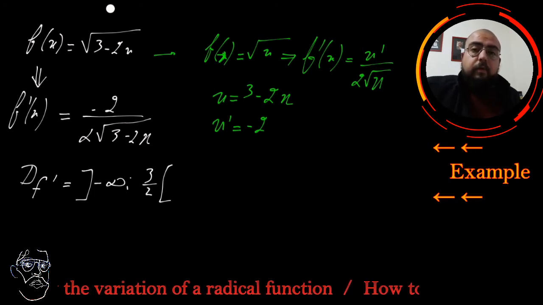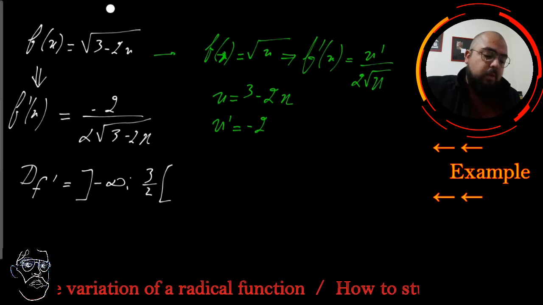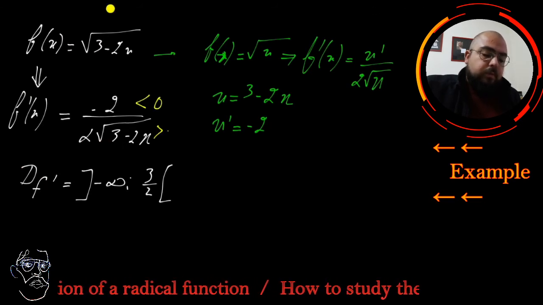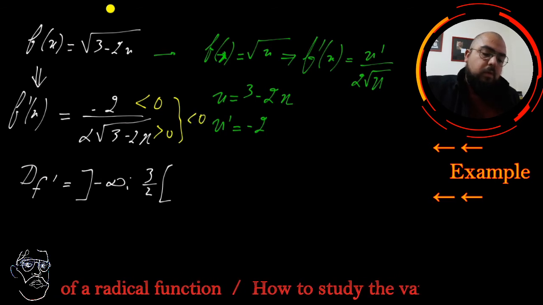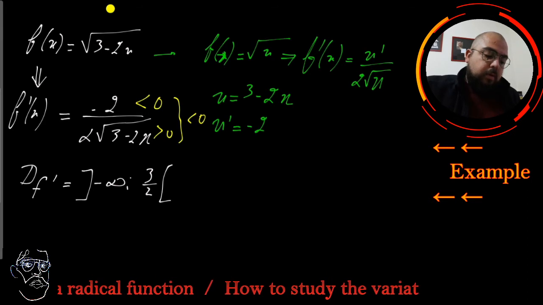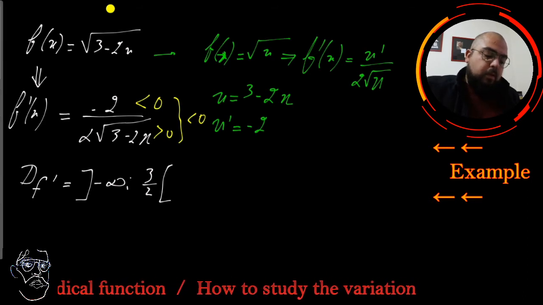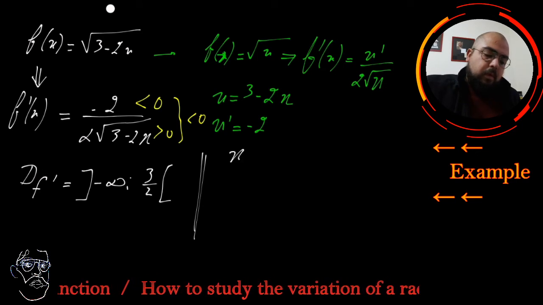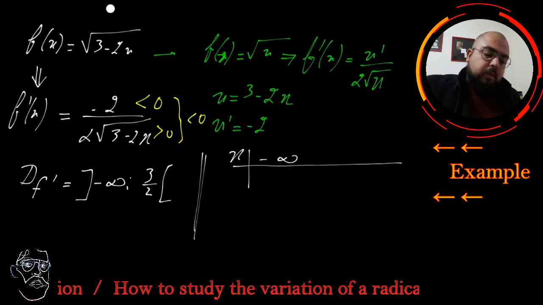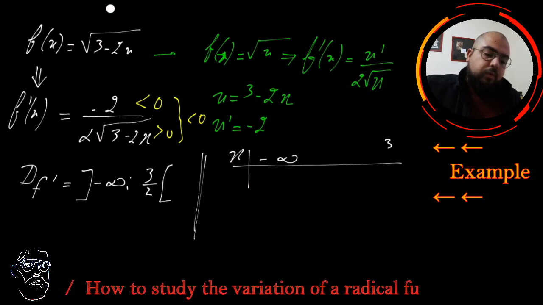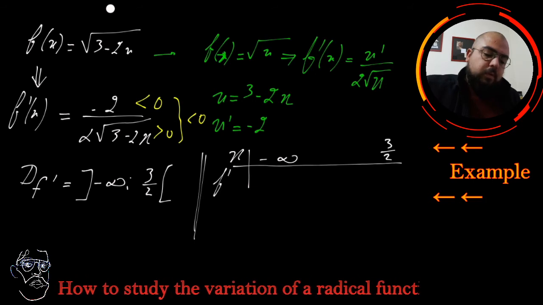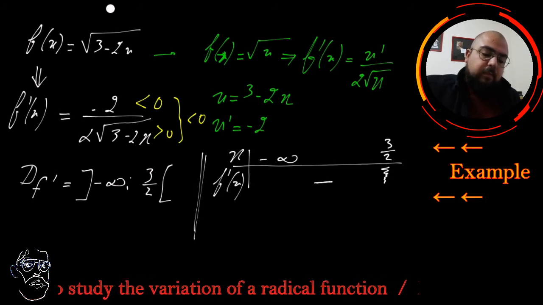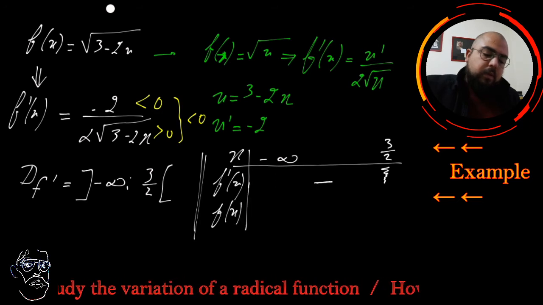Now what about the sign of this derivative? It's very simple. You will have to check your numerator. So your numerator is negative, the denominator is positive, so the whole fraction will be negative. So in order to make the table of variation, you can say when x takes any value from minus infinity to 3/2, f prime of x, of course it is shaded in this part, it will be negative. So f of x, it's decreasing.